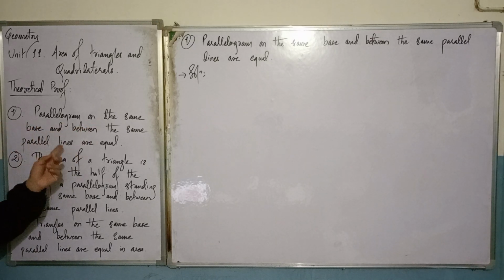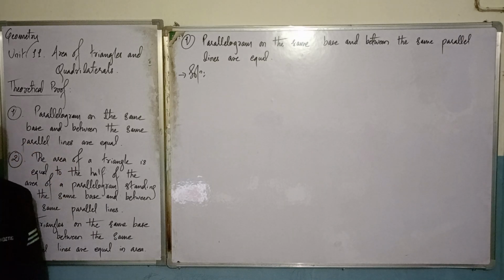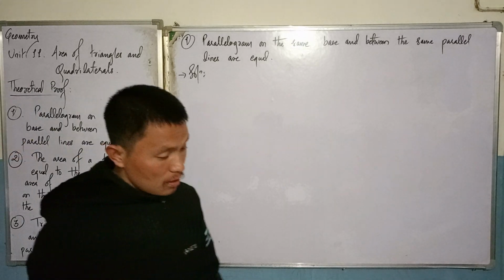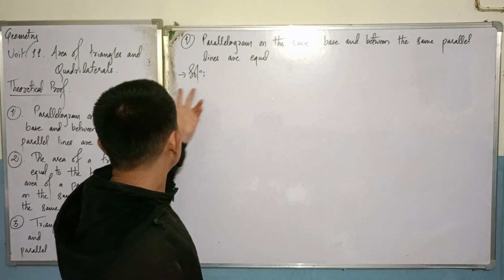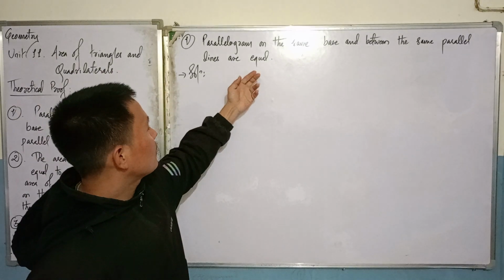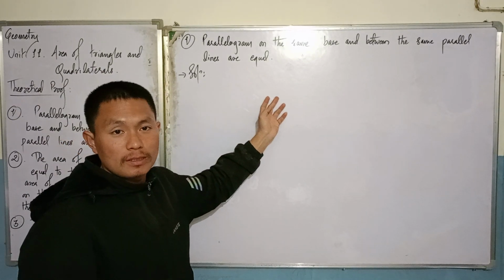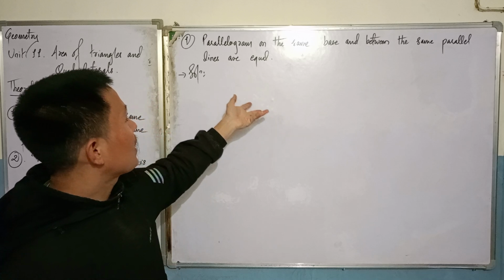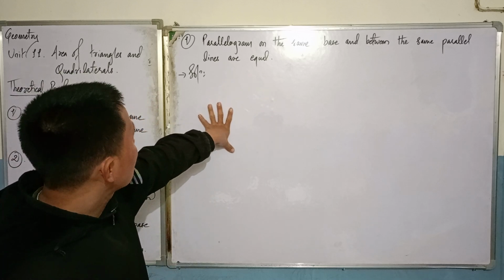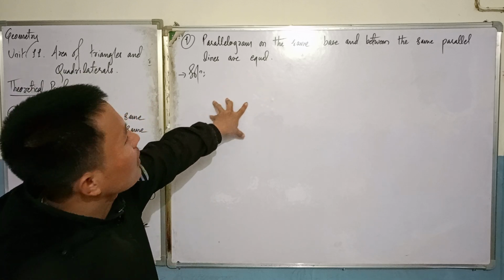Number one: parallelograms on the same base and between the same parallel lines are equal. So what is meant by that? First we are going to prove this statement theoretically. For that, first I'll try to explain what is meant by this.